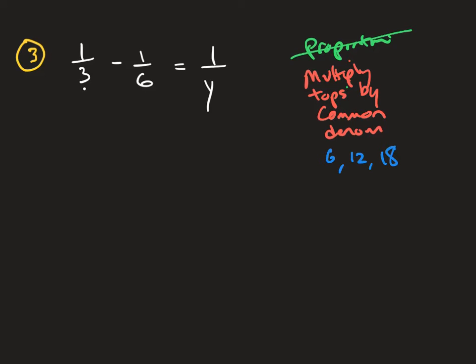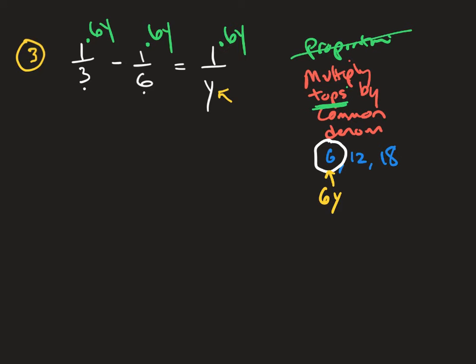But if you look at the 3 and the 6, both of those numbers go into 6, so we can use the 6. But you'll also want to notice that we have got a denominator that's got a y, so our denominator is going to need to be 6y. So we're going to take that times the numerators. Multiplying 6y times the tops. And then we'll go ahead and reduce that.